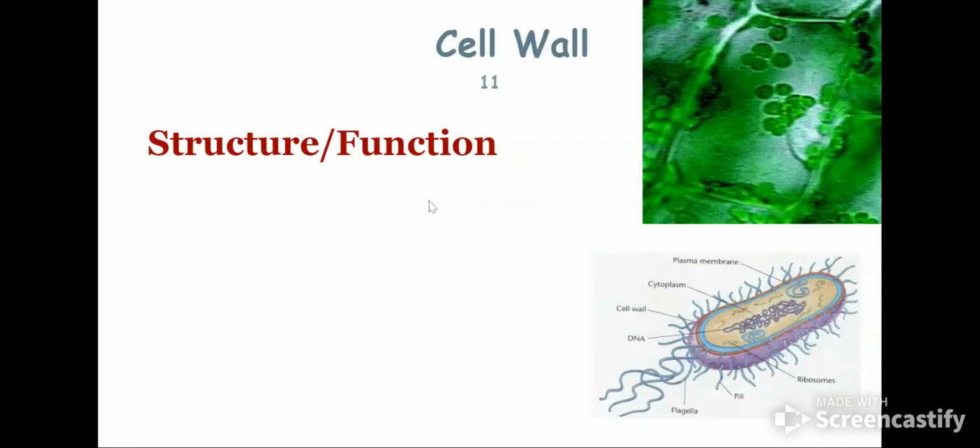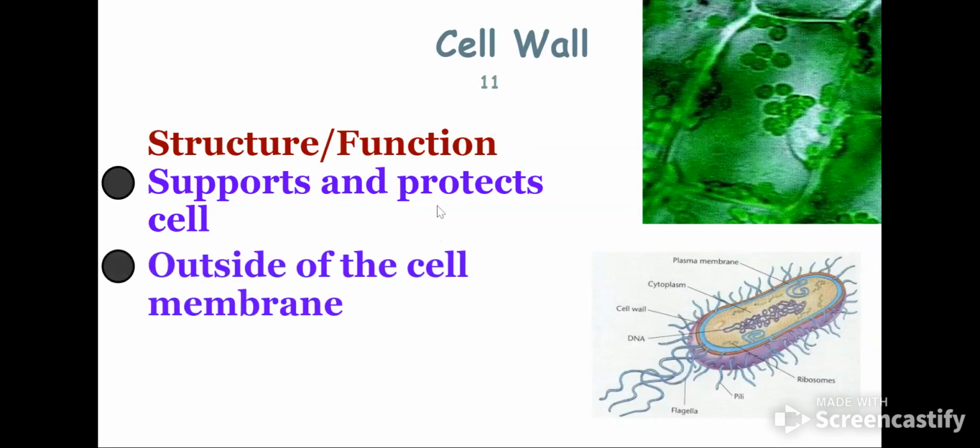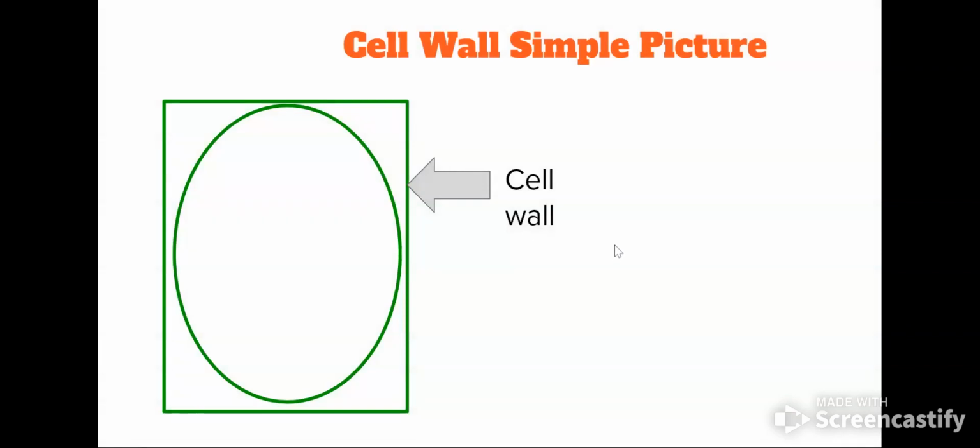Next is our cell wall. The cell wall is there to support and protect a cell. It's found outside of the cell membrane, so that's this big rectangular structure you're seeing here. Note, not only plants have it, some bacteria have it as well. So it's found in plants, fungi, and bacteria. So note, us as animals, we do not have a cell wall. In a simple picture, you should have a rectangular shaped cell with an oval in the middle. That oval is the cell wall.